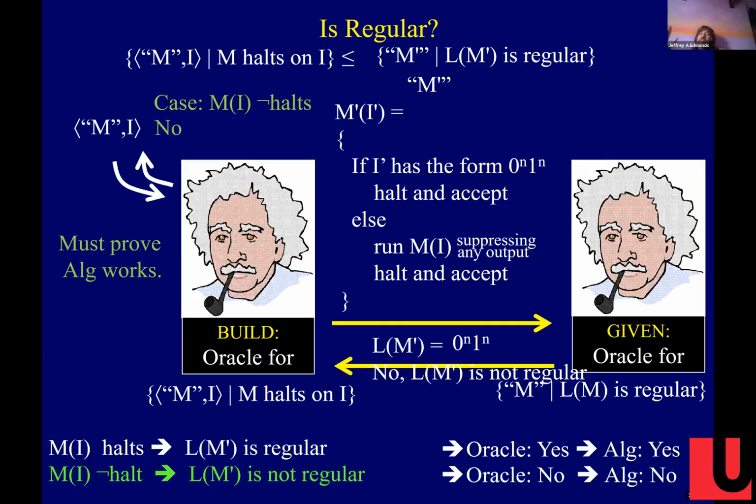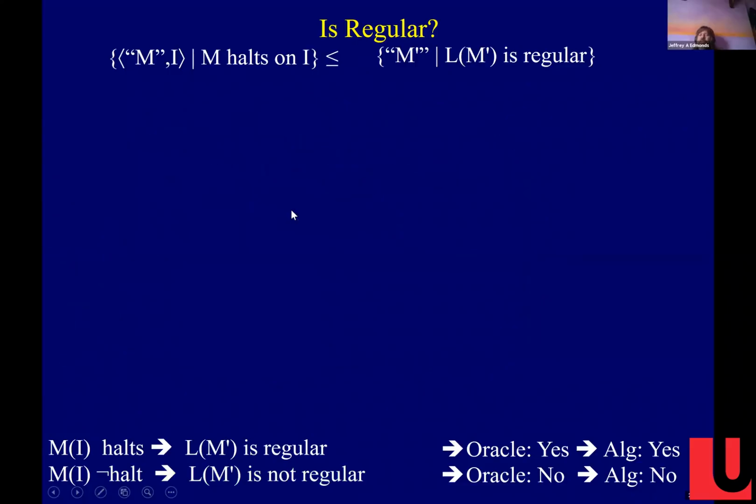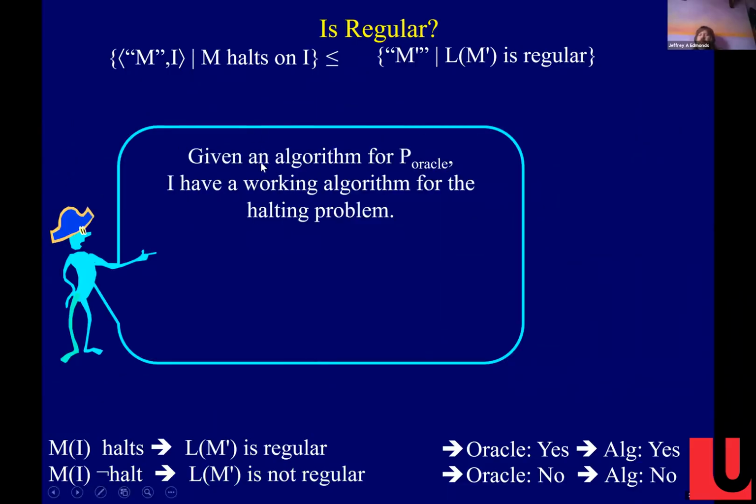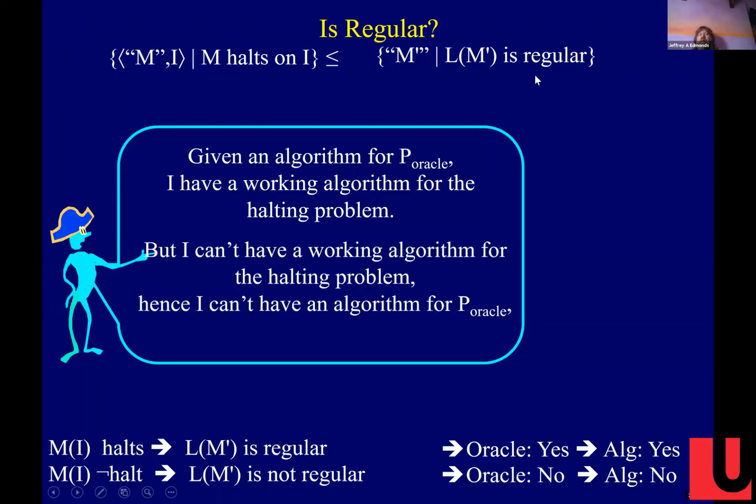So each piece I don't think is too hard, but it's a little confusing, right? Because there's the oracle, we have the M algorithm, we have the M prime algorithm, we have the algorithm for the oracle, we have the algorithm for the halting problem. There's all these pieces, so many moving pieces, right? But the bottom line is that I was given an algorithm that solved the regular problem, and I used it to design an algorithm for the halting problem, right? But I can't solve the halting problem, so I can't solve this is-it-regular problem. All right, does that make sense?